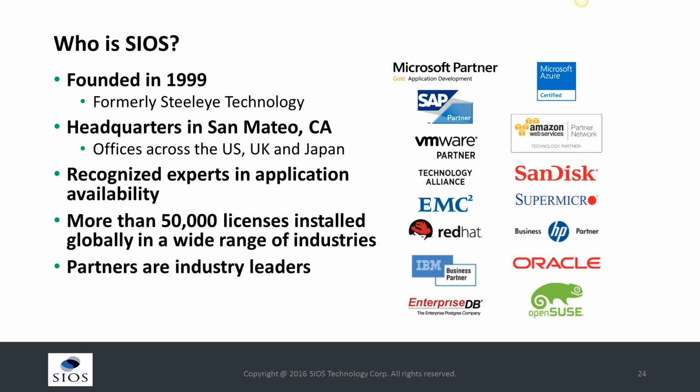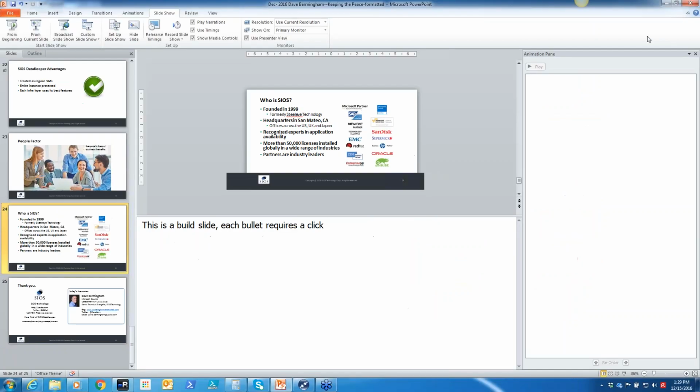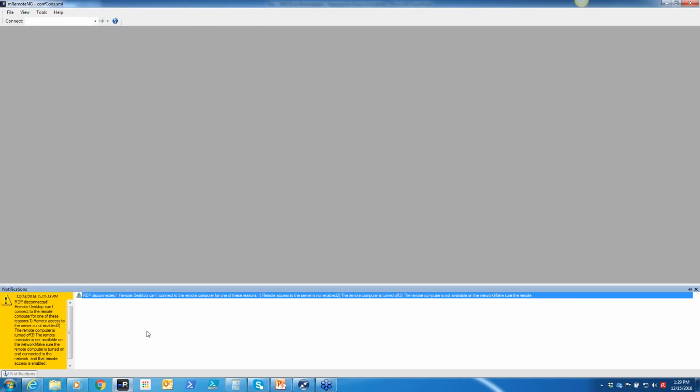SIOS is focused on high availability and disaster recovery on the Windows and Linux platform, and that's really their primary focus, with 60,000 licenses installed worldwide, and you see all the partners here. So I'd like to take just a moment to give you a little product demonstration of the DataKeeper solution so you can see how it might fit into your infrastructure here.